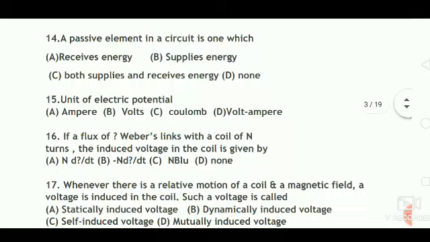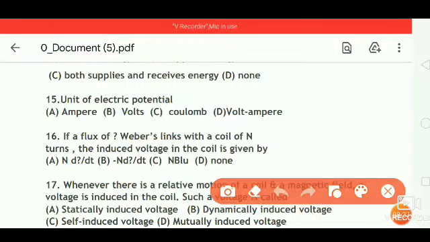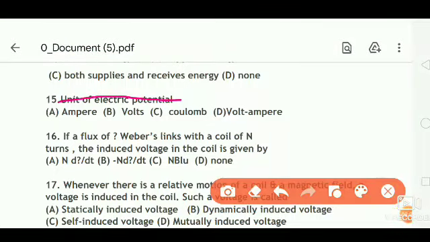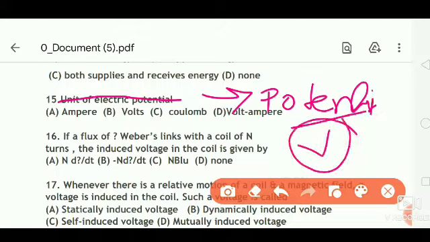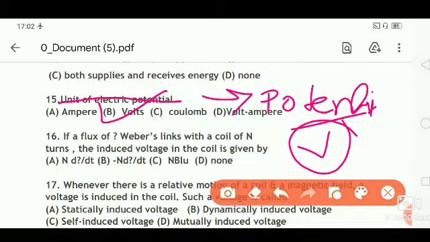So the next question is, the unit of potential is. We know the unit of potential, here we get the potential or the potential difference, the same unit. So we get the volt. The options are ampere, volt, coulomb and volt-ampere. Here we get the volt. So option B is the right answer.